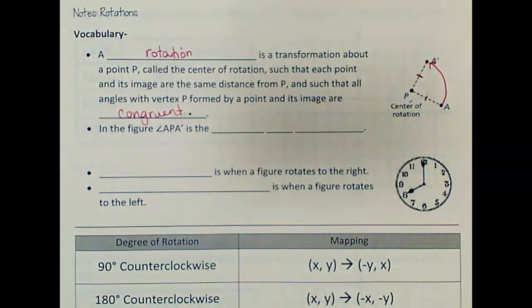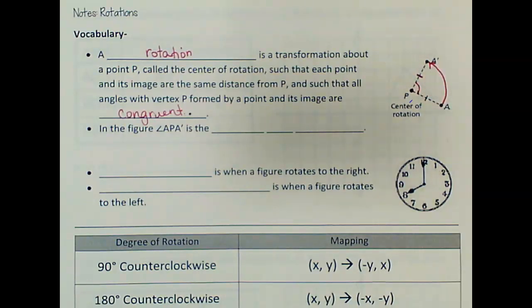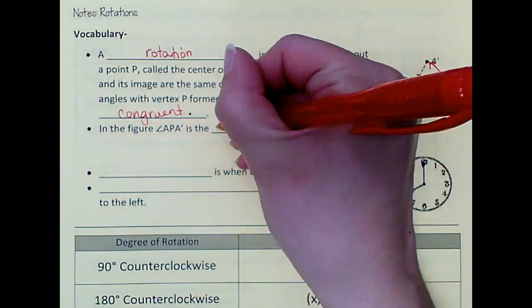In the figure that shows the rotation of point A about point P, and then ending at the image point A prime, in this figure, angle A P A prime, so this angle right here, that's just called the angle of rotation.